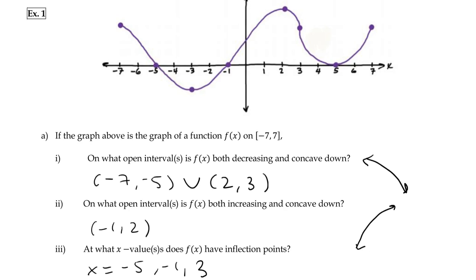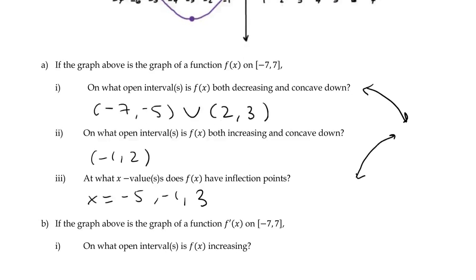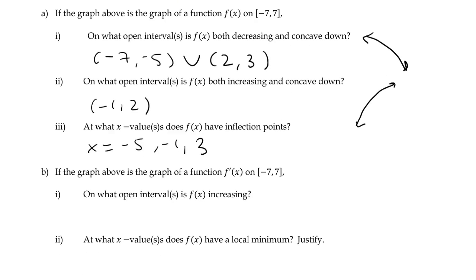Okay, now let's kick it up a notch. Instead of looking at f, now if you look here, it says f prime. Okay, the other one was f. So now we have to pretend that we're looking at f prime. Here's why it gets tricky. They're asking us questions about f, but we can't see f. So we have to use this translation.